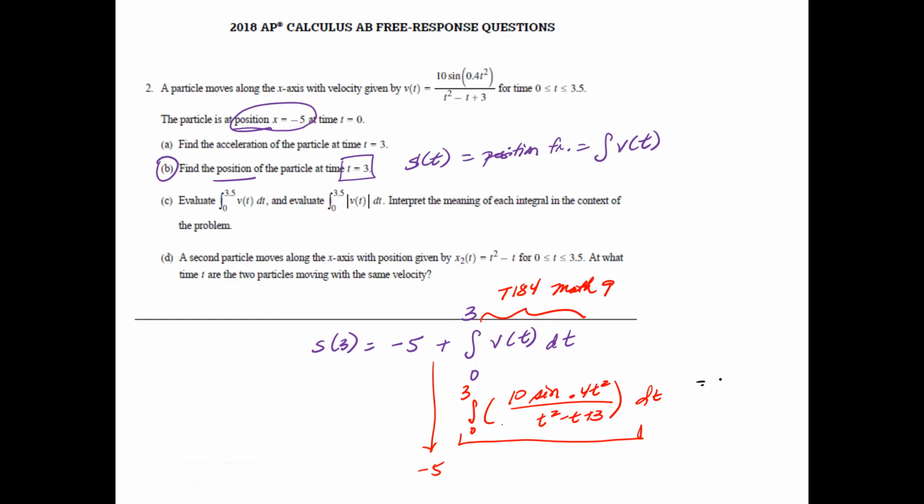And then your overall answer for S of 3 is going to be -1.760. So with this one, you can actually say the position at t equals 3 is -1.760.